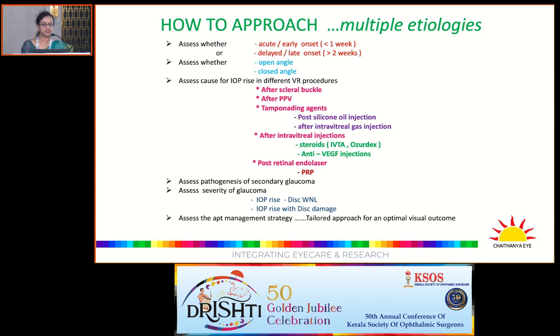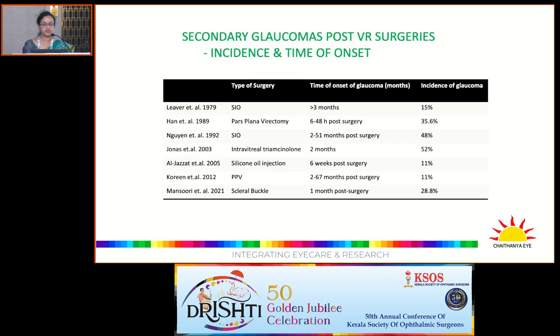So how do you approach such cases? You have to assess whether it is an acute onset or a delayed onset IOP spike, whether it's an open angle or a closed angle, what was the vitreoretinal procedure that has taken place, whether it's buckle, whether it's vitrectomy. If so, with vitrectomy, what was the tamponading agent, whether it's oil or an intravitreal gas, whether there was any history of intravitreal injections, especially steroids earlier, and any recent anti-VEGF injections, and the role of endolaser and PRP. So you have to assess the cause, the pathogenesis, which is the most important in outlining the strategy, and the severity of damage, whether it's only IOP rise or whether there is optic nerve damage. Depending on that, you have to have a tailored approach to get the optimal visual outcome.